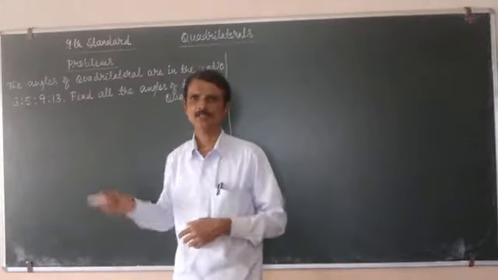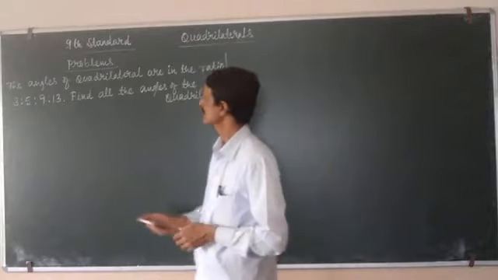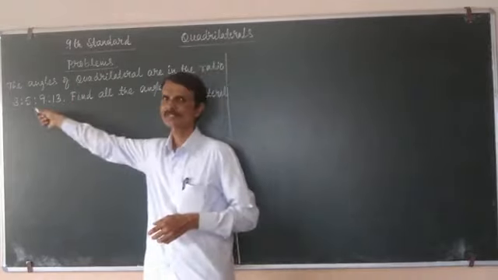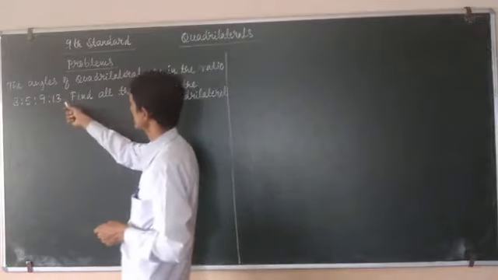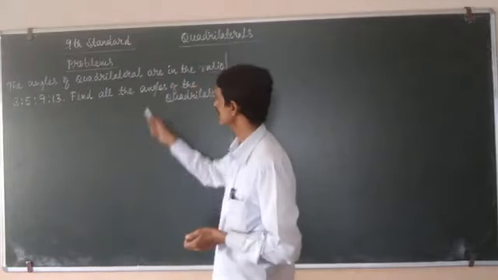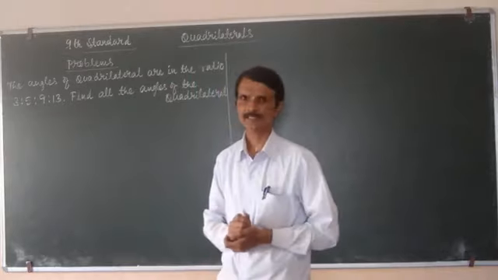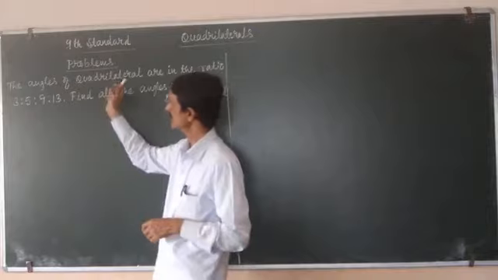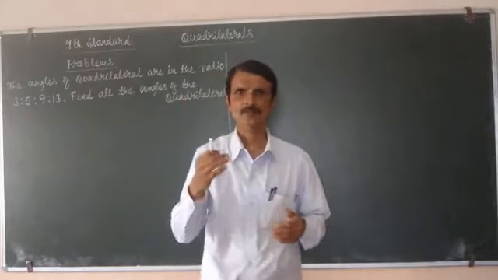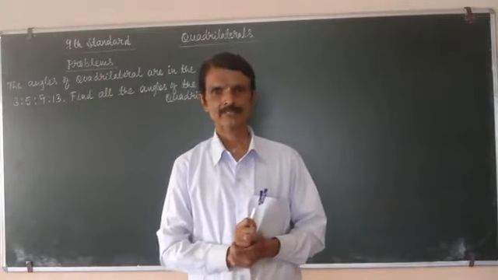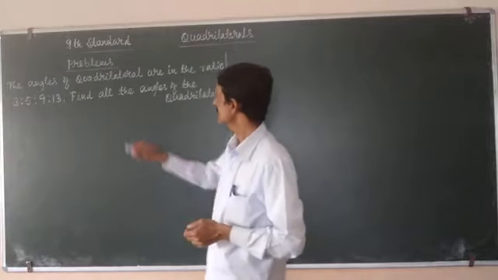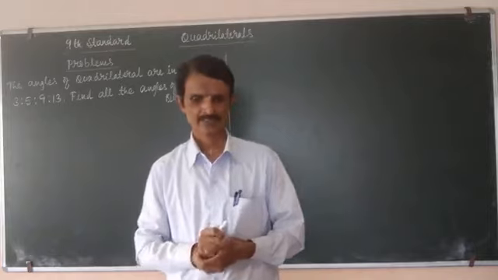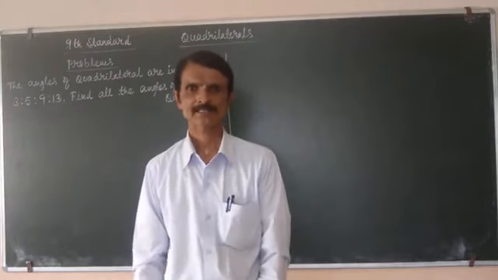Now students, observe the problem. The angles of a quadrilateral are in the ratio 3 is to 5 is to 9 is to 13. Find all the angles of the quadrilateral. In the problem, they have given the ratios of all the four angles of the quadrilateral. So we have to find out the exact values of the angles.